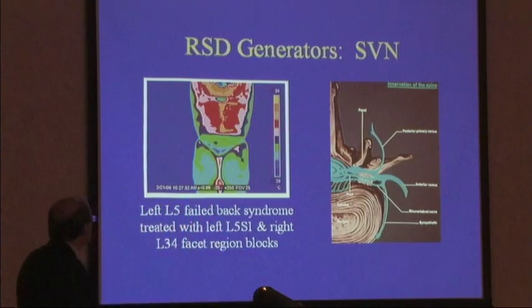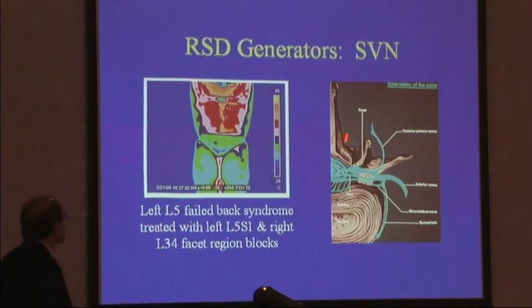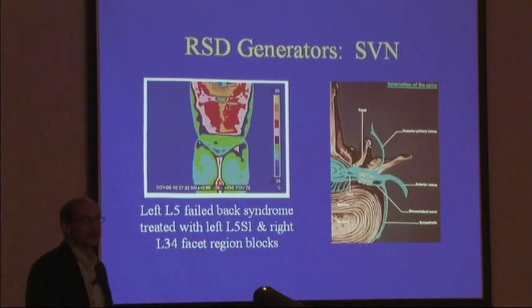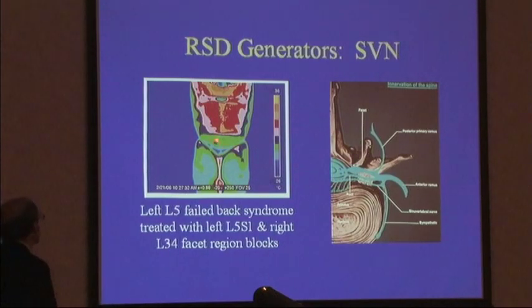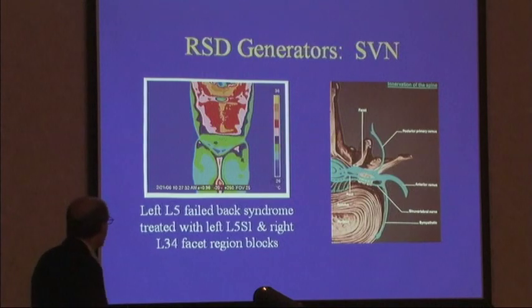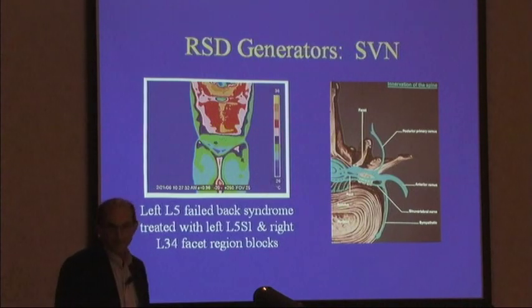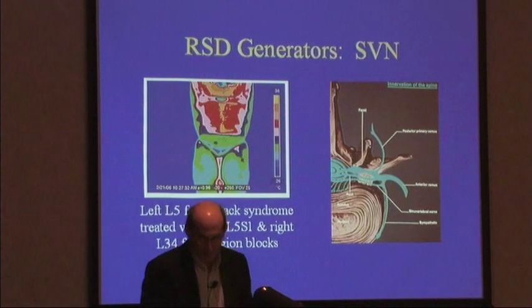The sinuvertebral nerve that supplies the facet itself, the posterior primary rami, many of these people have posterior primary rami syndromes, are very, very rich in C fiber innervation. So here we see a localized cold spot at the L5-S1 region. It was a failed back syndrome. However, they also had this localized hot spot at L3-4 and responded to facet region blocks at both locations.